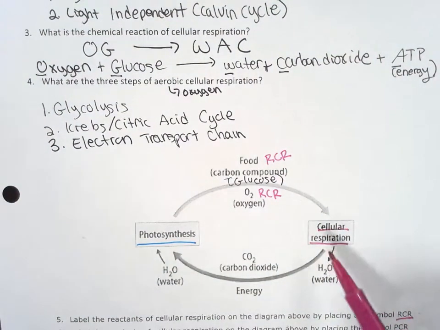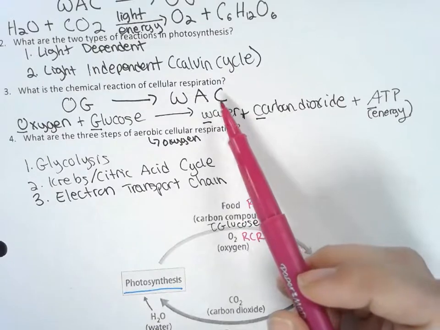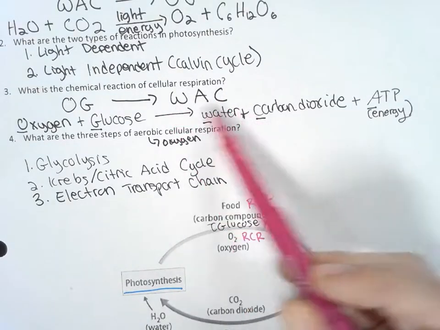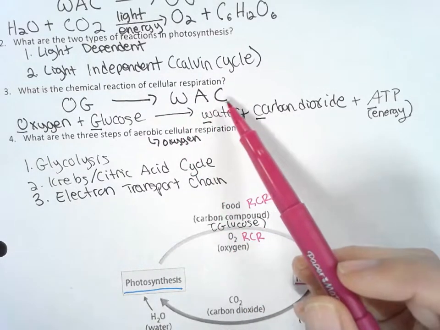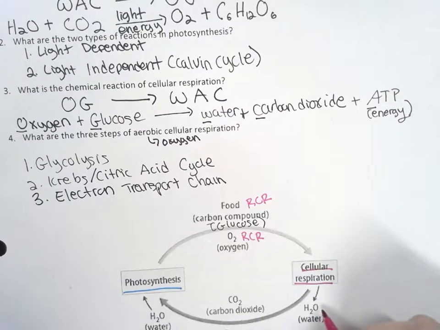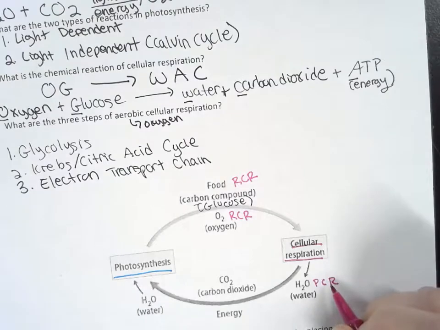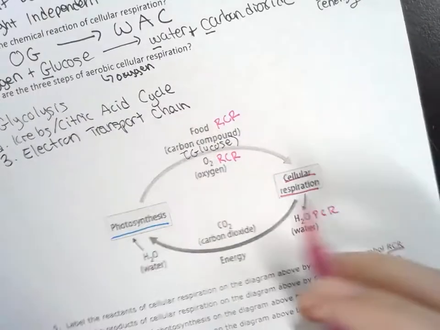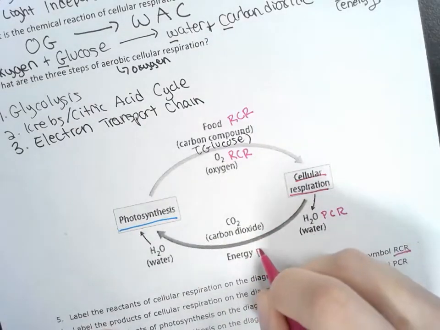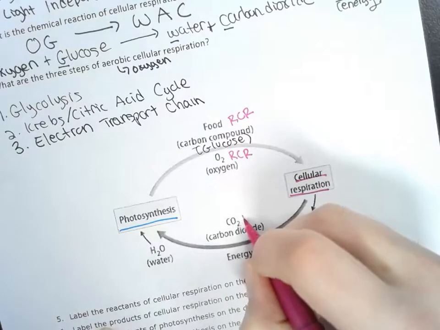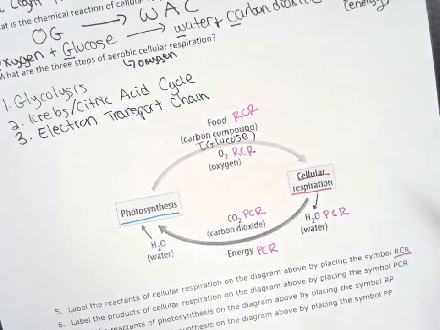My products of cellular respiration, I can consult my equation. I have WAC, water, ATP or energy, and carbon dioxide. So I see water. I will label it PCR for product of cellular respiration. Energy or ATP was also a product, and carbon dioxide is also a product. All right, we just did cellular respiration. Now we're going to move on to photosynthesis.